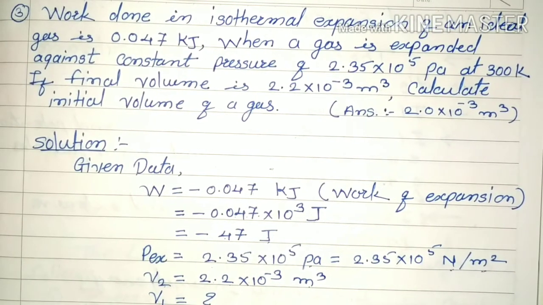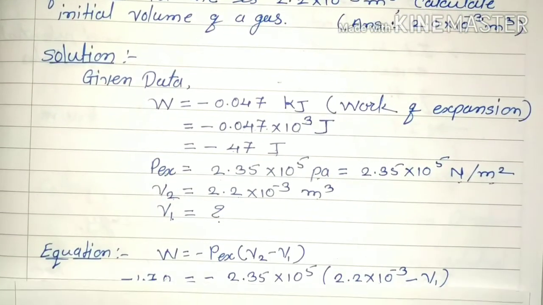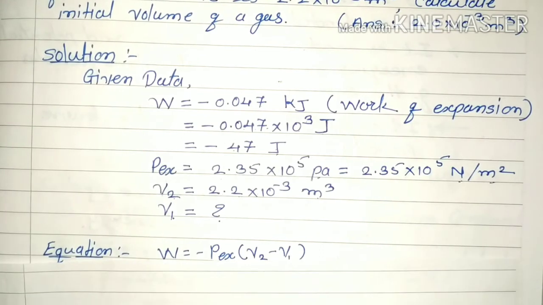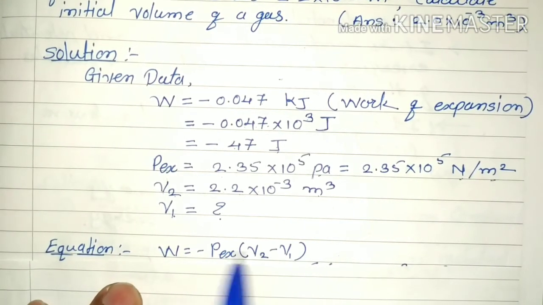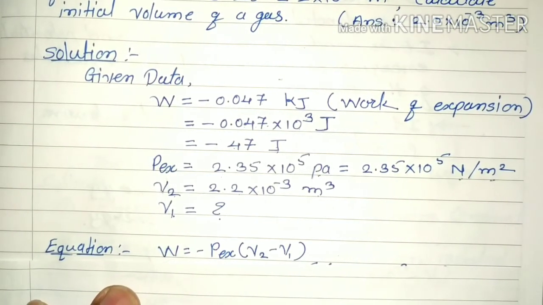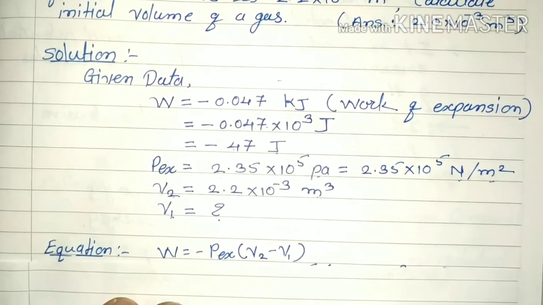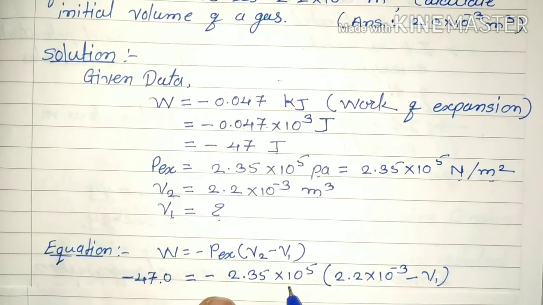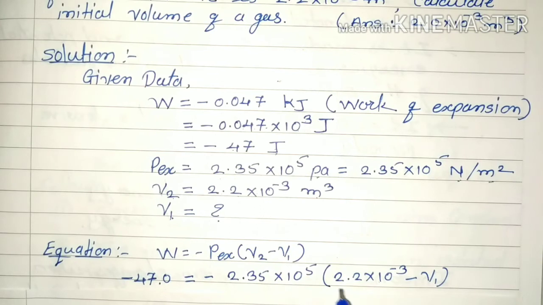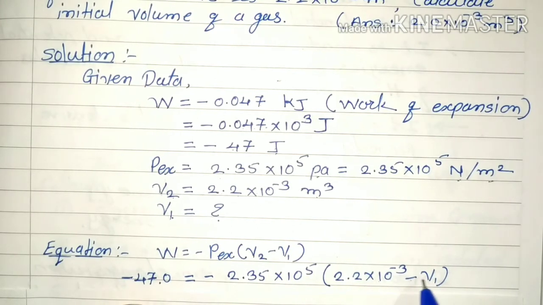Now our equation is W is equal to minus Px into delta V, or V2 minus V1, because this expansion is carried out at constant external pressure and at constant temperature. So work done W is equal to minus Px into delta V. By putting these values in this equation, we get minus 47.0 is equal to minus 2.35 into 10 raised to 5, into 2.2 into 10 raised to minus 3 minus V1.